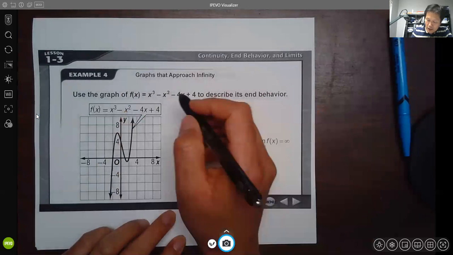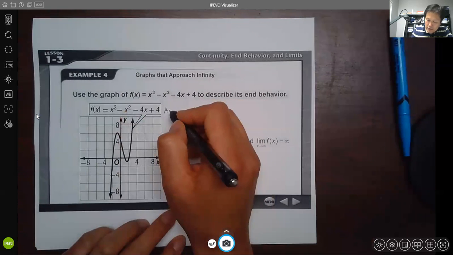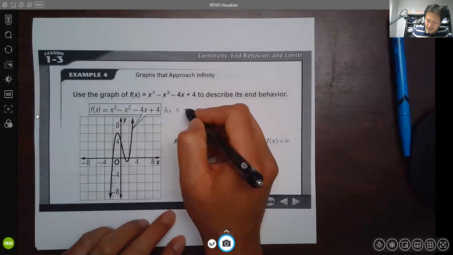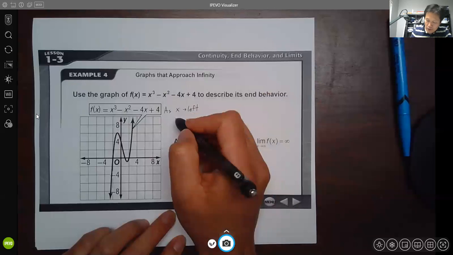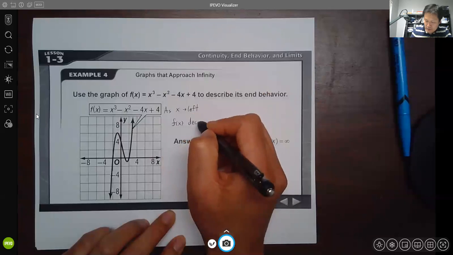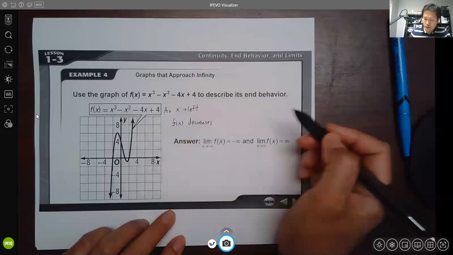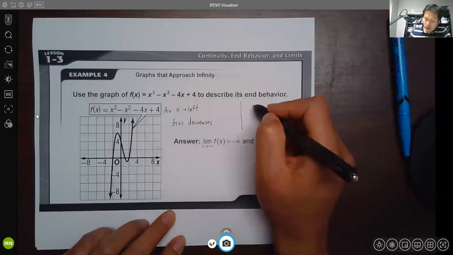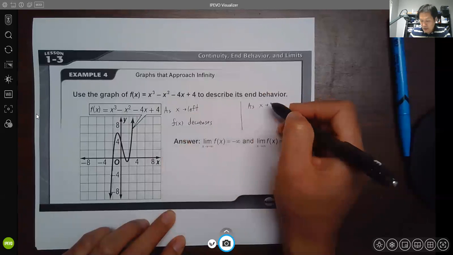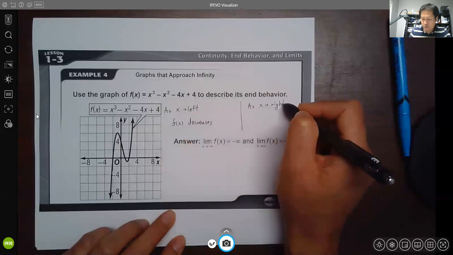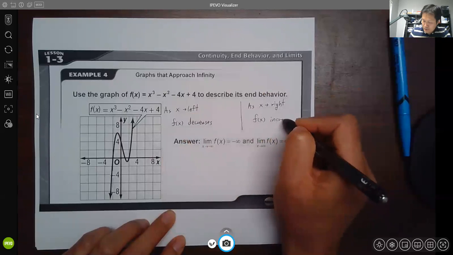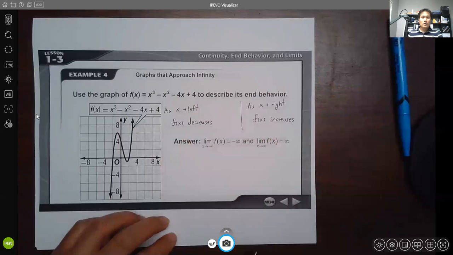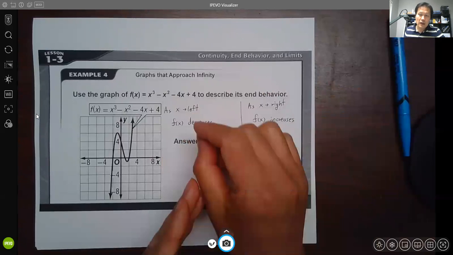Okay, so many of you have experience with writing like this. As x approaches the left, as x goes to the left, y, which is f of x, decreases. And you can say, as x approaches the right, as x moves to the right, f of x increases. That's how we've been writing the answer.